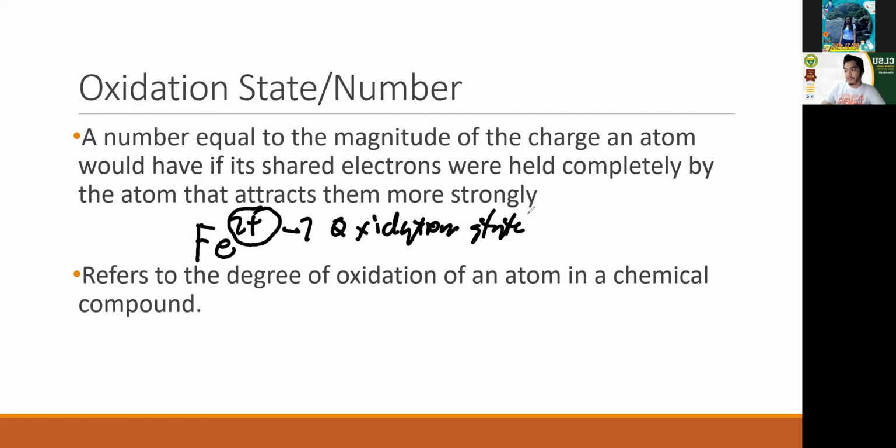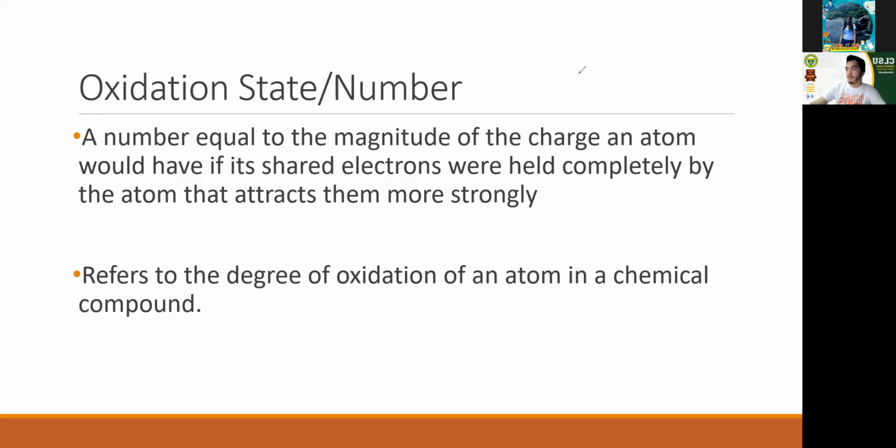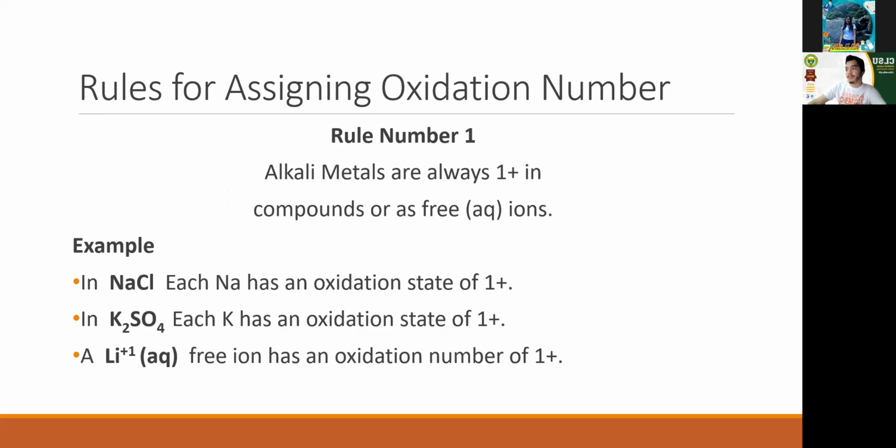As such, its charge, or the magnitude of the charge, is the degree of oxidation of the atom in a chemical compound. So we have rules to follow. The first rule is all alkali metals. So what are alkali metals?